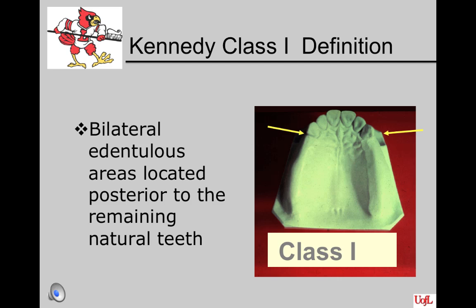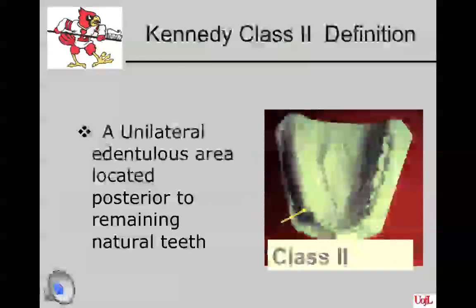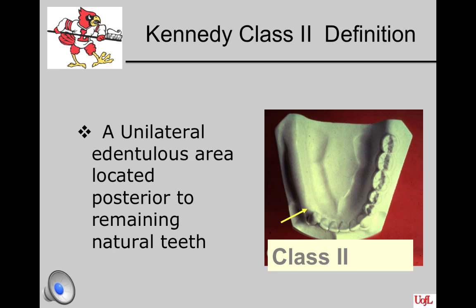The Kennedy Class 1 definition is bilateral edentulous areas located posterior to the remaining natural teeth. Key word here is bilateral. There has to be an edentulous area on both sides of the arch with no teeth remaining posterior to it. The Kennedy Class 2, by definition, is a unilateral edentulous area located posterior to the remaining natural teeth. That means in the Kennedy Class 2, there's one edentulous area posterior to the remaining natural teeth. In the Kennedy Class 1, there's 2 edentulous areas posterior to the remaining natural teeth.